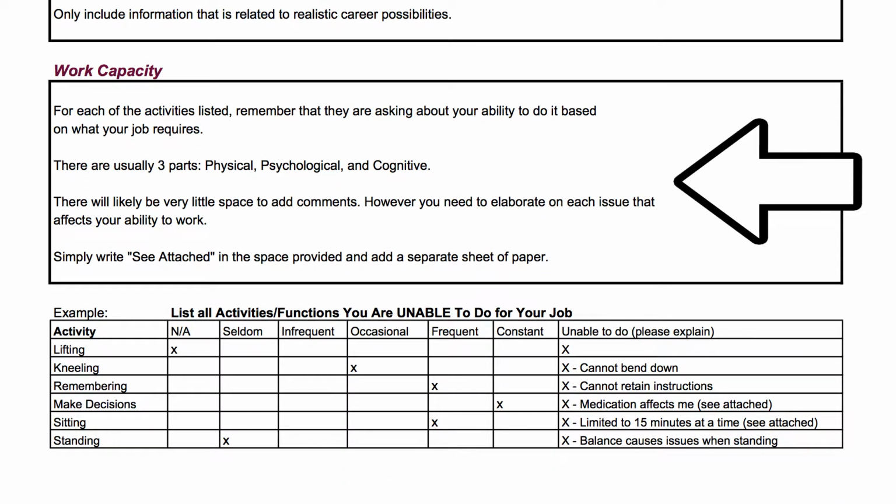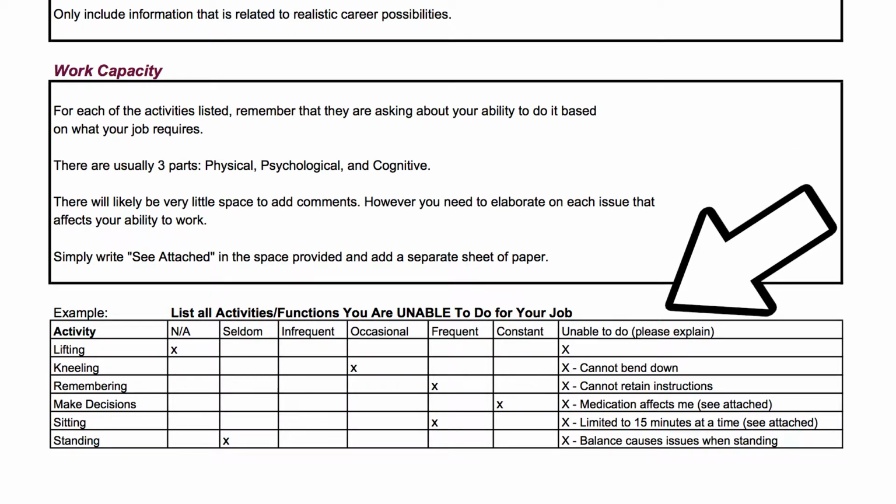Next section would be work capacity. For each of the activities listed, remember they are asking about your ability to do it based on what your job requires. In this section, you will usually see 3 parts: physical, psychological, and cognitive. There will likely be very little space to add comments. However, you need to elaborate on each issue that affects your ability to work. You will see here on the application, we've given you some examples, listing activities that likely are asked by your insurer. You will see there are small spots for you to be able to actually include information.